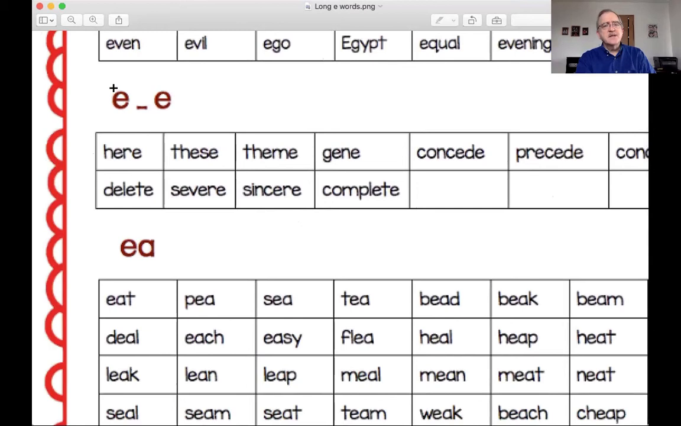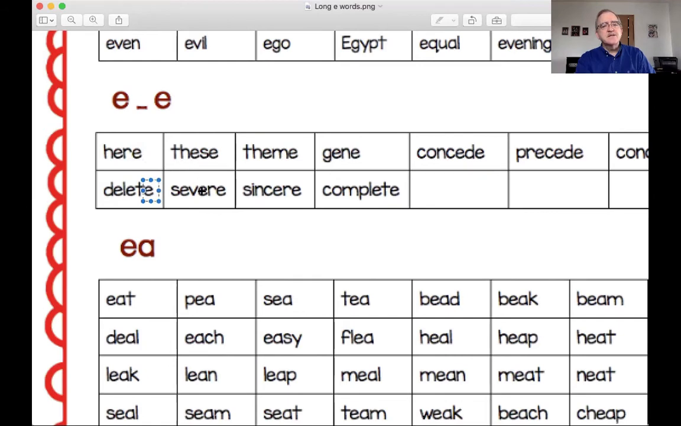This is an E with a silent E at the end, okay? Here you have the silent E, and so this E is going to be long. Here, delete. Here is a long word, but you've got the silent E on the end, so it's going to become long E. Delete.